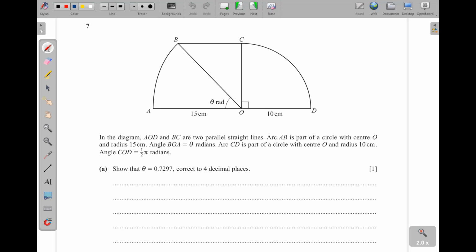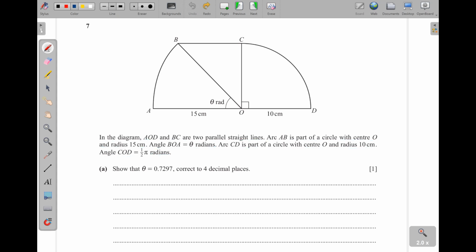Question 7 is coming from circular measure. In the diagram, AOD and BC are two parallel straight lines. Arc AB is part of a circle with center O and radius 15 centimeters. Angle BOA is theta radians. Arc CD is part of the circle with center O and radius 10. Angle COD is pi over 2 radians. Show that theta is equal to 0.7297, correct to 4 decimal places.